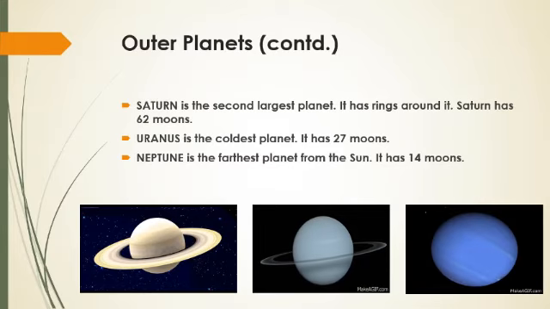Next, Uranus. Uranus is the 7th planet from the Sun. It is the coldest planet and it has 27 moons. So children, keep it in mind that Uranus is the coldest planet of the solar system. And next, children, Neptune. Now, Neptune is the furthest planet from the Sun. It has 14 moons. So keep it in mind children, Neptune is the furthest planet from the Sun in the solar system.